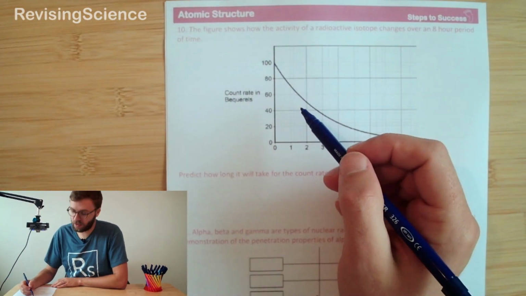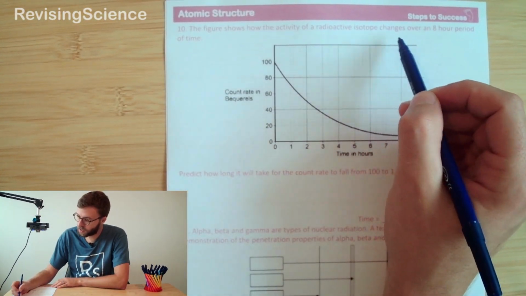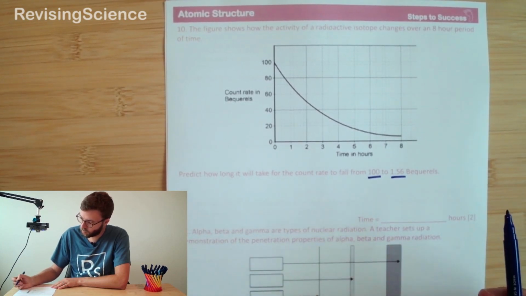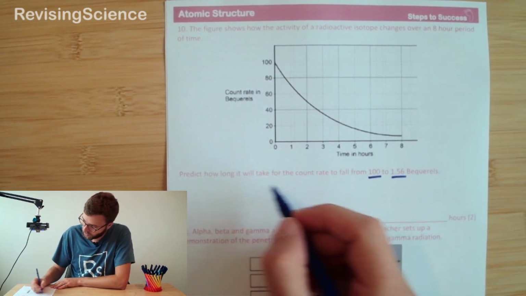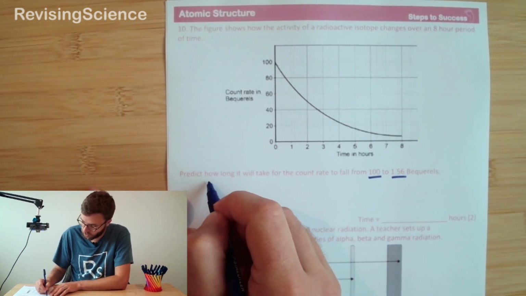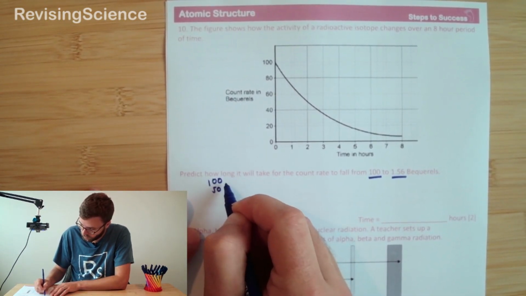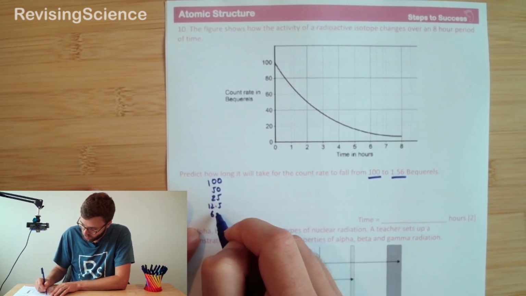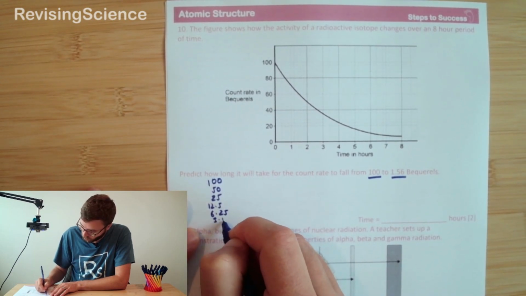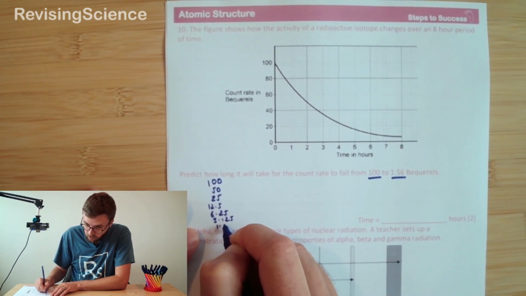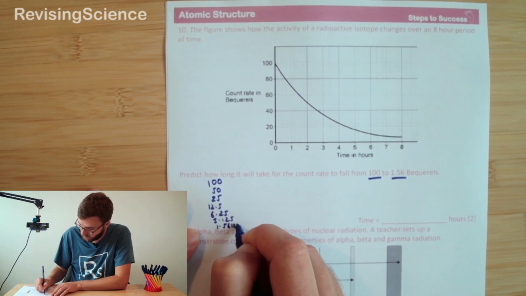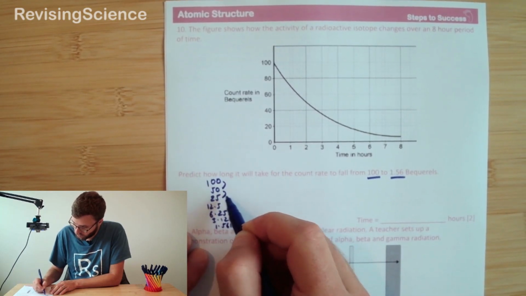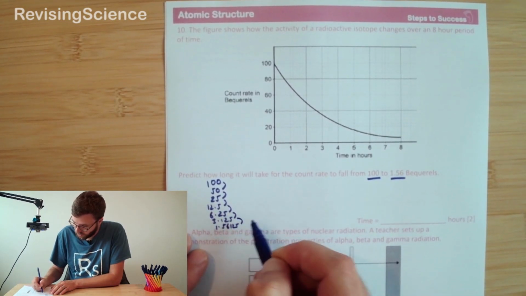Okay, in our next question, the figure shows the reactivity of a radioactive isotope changing over an 8-hour period. Predict how long it will take for the count rate to fall from 100 to 1.56 becquerels. So if we work out first of all how many half-lives we're looking at, so if we start off with 100, half of 100 is 50, and 25, it's going to test my maths, 12.5, 6.25, 3.125, and 1.56125 or so. So we can see that to get to 1.56, it's 1 half-life, 2, 3, 4, 5, 6 half-lives.